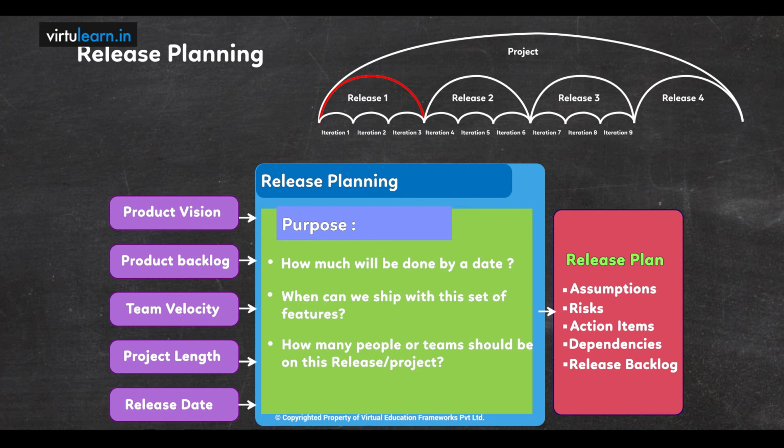The outcome of release planning is the release plan, meaning the product backlog items that we identified for this particular release. Any assumptions, risks, specific action items at the end of the release planning, and clear dependencies across these features, any technical dependencies will all be documented.